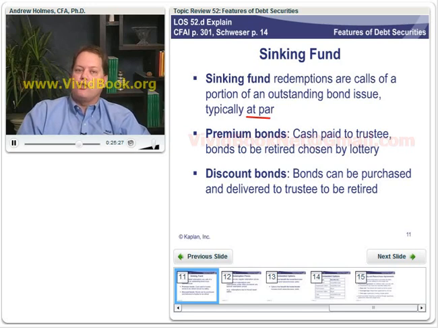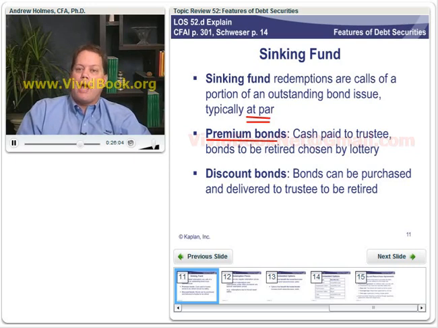Now, there are two types of bonds out there from the bond buyer's point of view: premium bonds and discount bonds. A premium bond is one that sells above its par value. What happens if the firm has the obligation to retire some of the debt and the bonds are trading above par? Well, the sinking fund provision typically gives them the right to redeem them at par value, but whose bonds are they going to buy? The bonds are actually selling for $1,100 in the market, but par value is $1,000, so how are they going to retire those bonds at par?